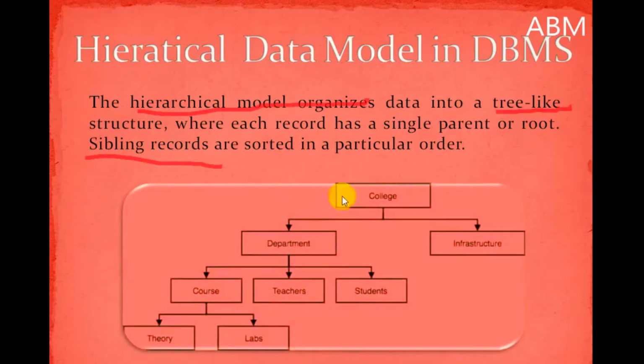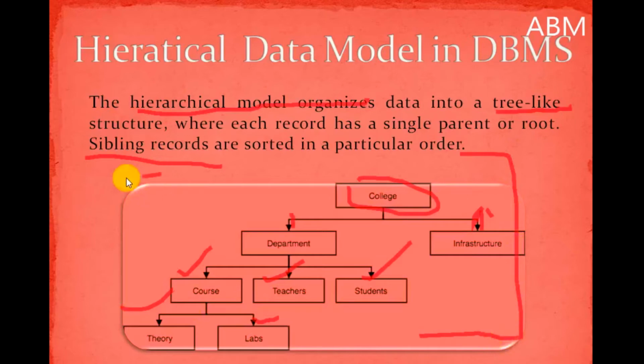tree-like structure. For example, a college further has its departments and its infrastructures, and a department may have the courses, the teachers, and the students, and a course may be of theory and lab. So you can see that here data is organized just like a tree data structure.